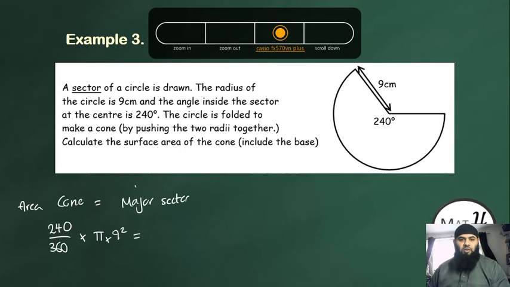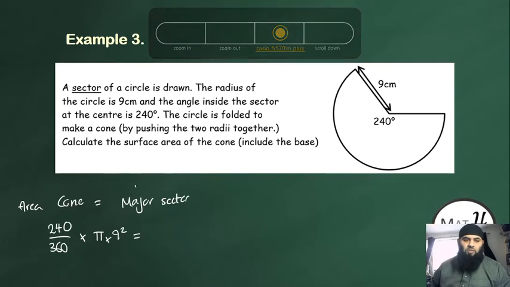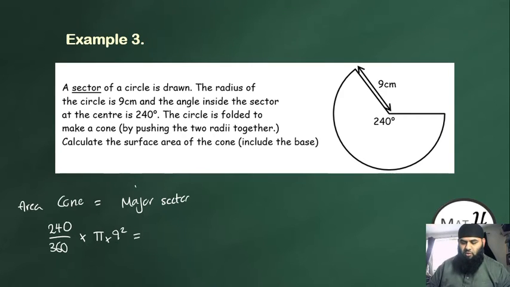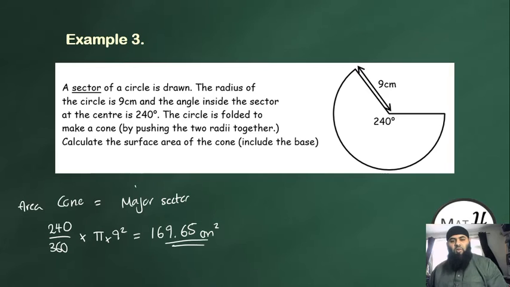When we do that, this should give us the following. Let me just do it on my calculator here. 240 divided by 360 times pi times 9 squared. That should give us an area of 169.65 centimeters squared. Okay, so that's our area of the cone itself.